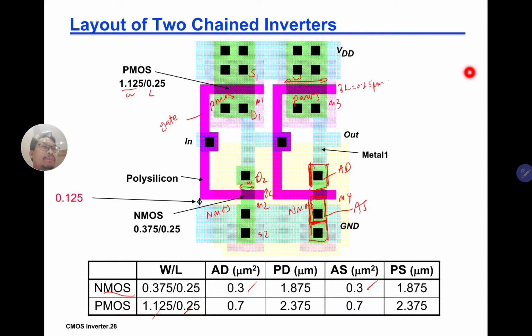And perimeter. So the perimeter of the drain. Remember, you have the LS and LD, and the W. So we have these parameters. That's basically our back-to-back inverter.